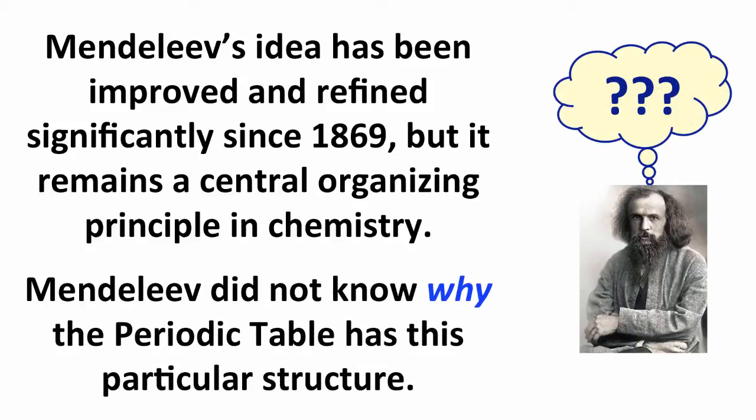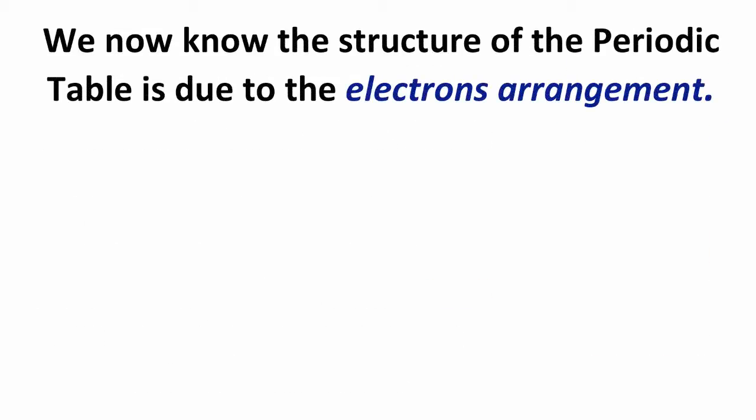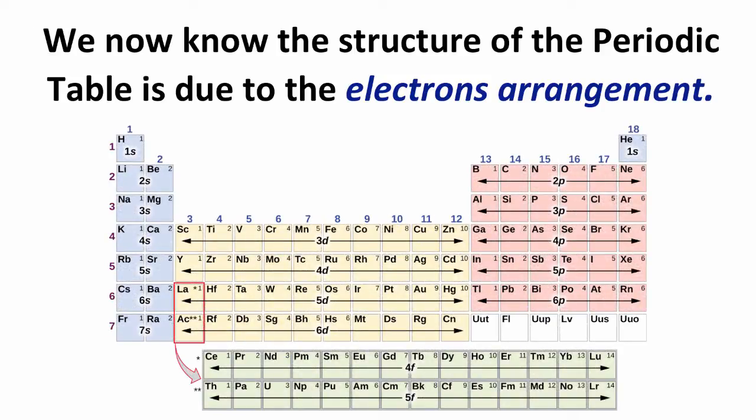But Mendeleev, although he came up with this idea, did not know why the periodic table had this particular structure. Well, we now know why the structure of the periodic table is the way it is, as predicted by Mendeleev and enhanced since then, and it's because of the arrangement of the electrons, specifically in terms of their energy levels and sublevels. And when we deal with electron configurations, you can kind of see how the periodic table's organization corresponds to the arrangement of the electrons in atoms.